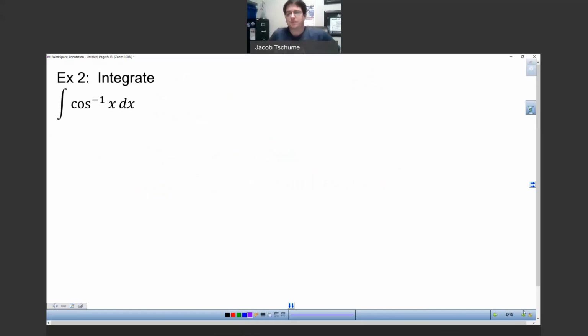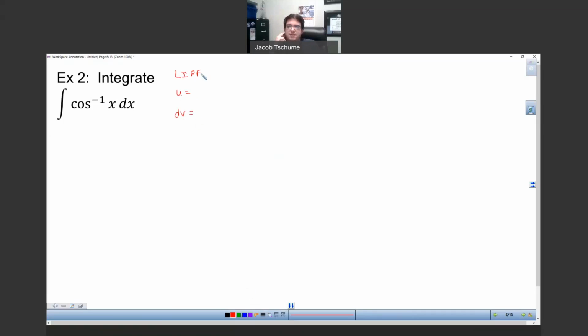Example number 2. Integrate the indefinite integral of an inverse cosine function. So we know how to take the derivative of an inverse cosine. That's just a formula, but integrating it is a little bit more difficult. So once again, we are going to label in our formula what is u and what is dv.